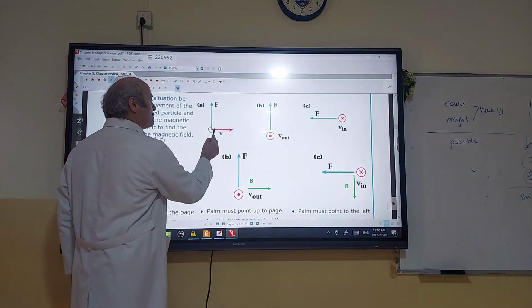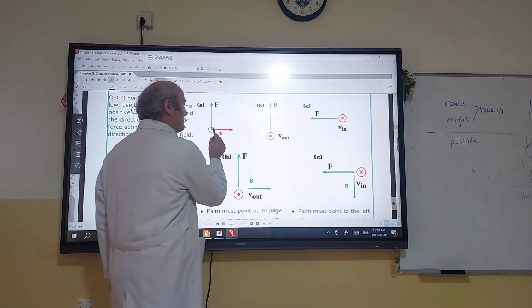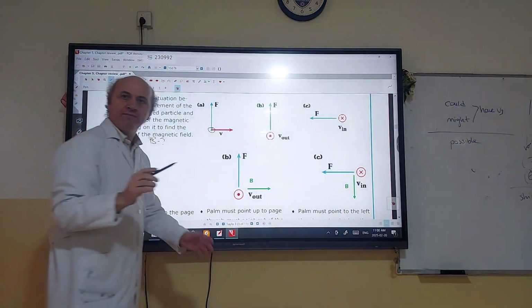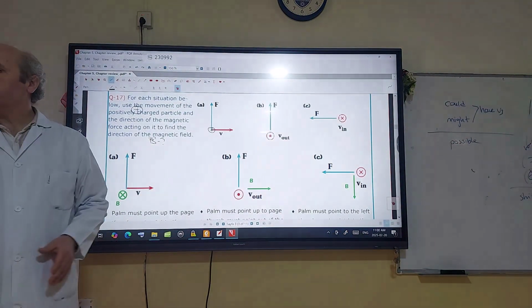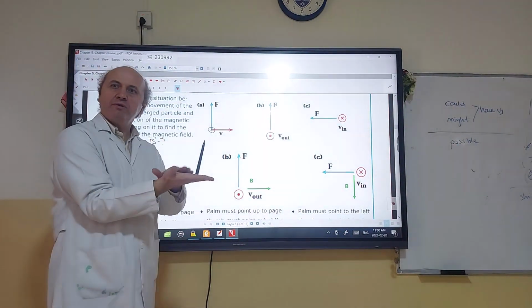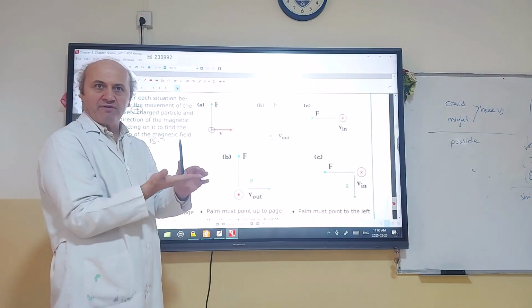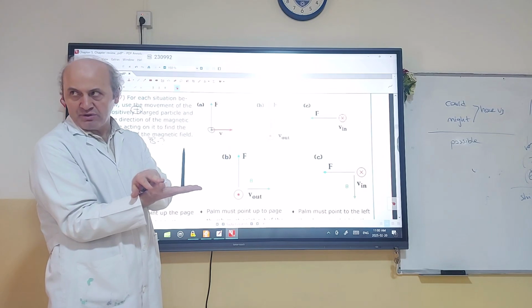Magnetic force acting on the positive charge is given. Yani each of them is a positive charge in here. Positive, positive, positive, positive. So find B direction. For positive charge, we know the palm is going to be the direction of the magnetic force. Forefinger is the magnetic field direction. Thumb is the velocity direction.